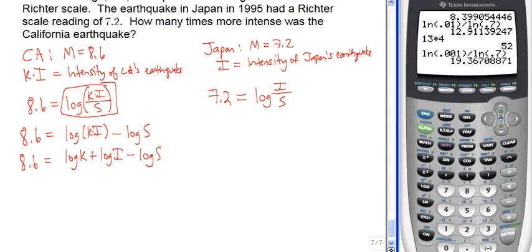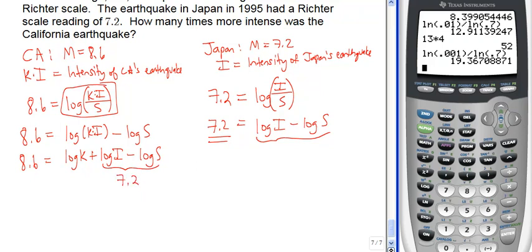Now you may be thinking, okay, this doesn't look like it's really getting me anywhere, but take a look at what we know about Japan and let's do the same steps. We have the log of a quotient, so this could become the log of the top I minus the log of the bottom S. And what's the clever part of these kinds of problems is noticing that log of I minus log of S is 7.2. So this log of I minus log of S must be 7.2 as well, because we referenced the intensity of the California quake in terms of the intensity of the Japanese quake.